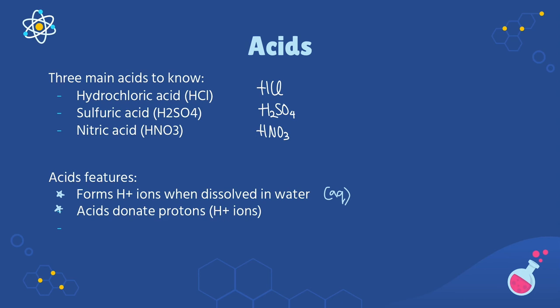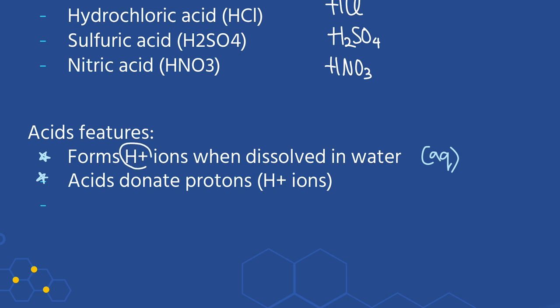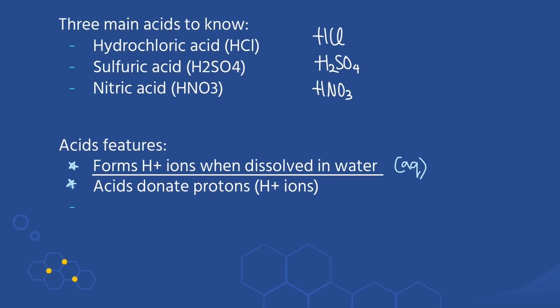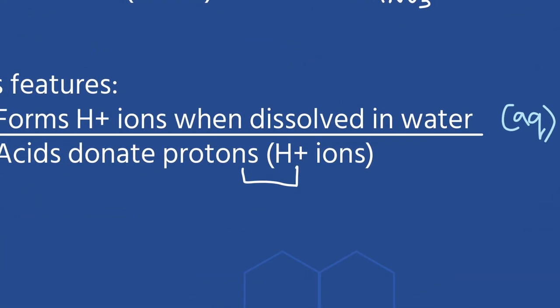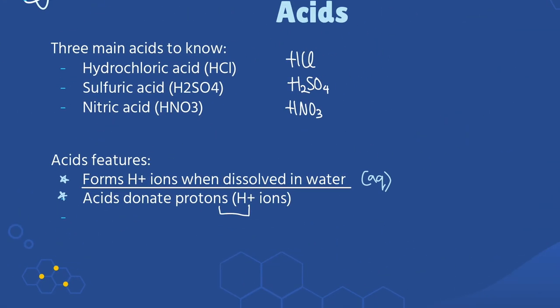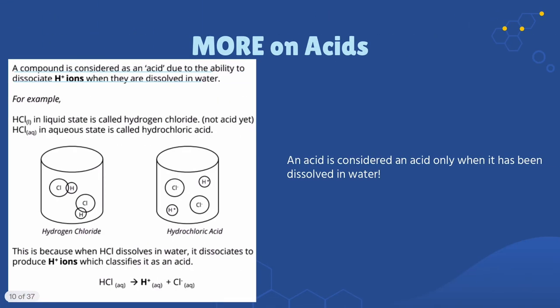There are two defining features of acids. One being that they form H+ ions when dissolved in water. We'll see what happens and the differences between when it doesn't and does form H+ ions. Next, we've got the fact that acids donate protons, otherwise known as H+ ions. These can be used interchangeably because H+ ions are so small and tiny that they can be referred to as just protons.